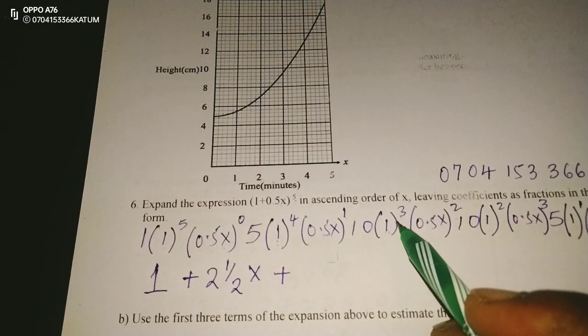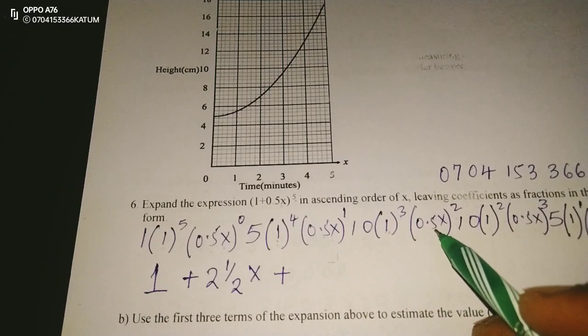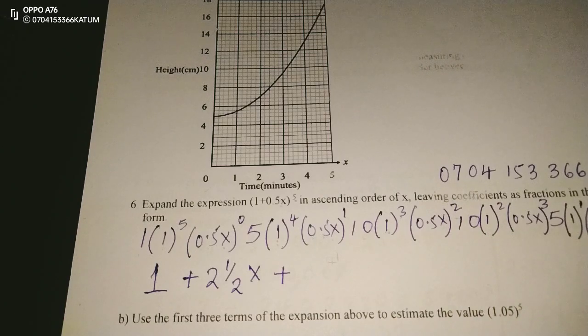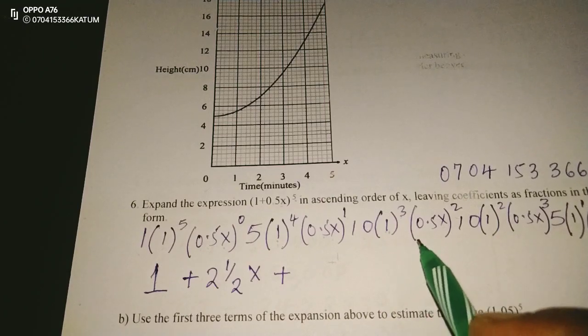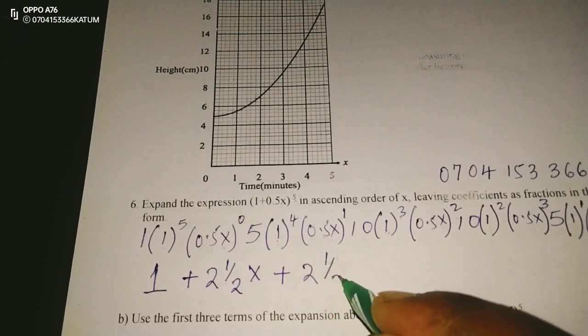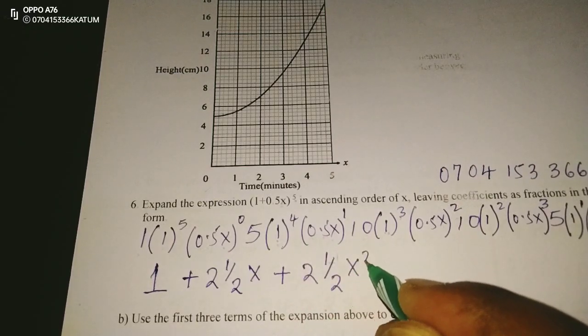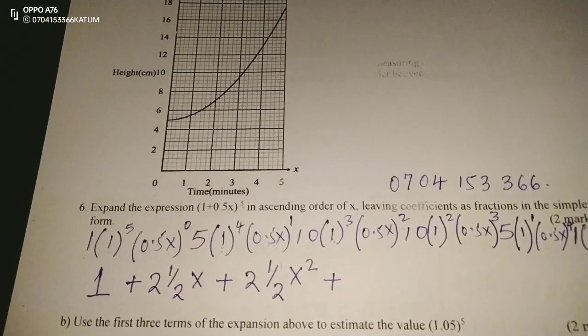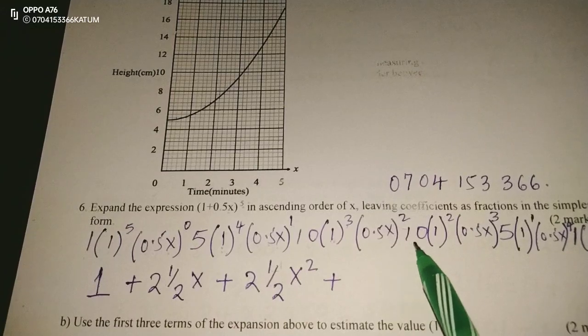The next term is the one beginning with 10. 1 to power 3 is 1, and 0.5x to power 2: when I take 0.5 and square it, I get 0.25x squared. Then I multiply this by 10, so I get 2.5x squared.